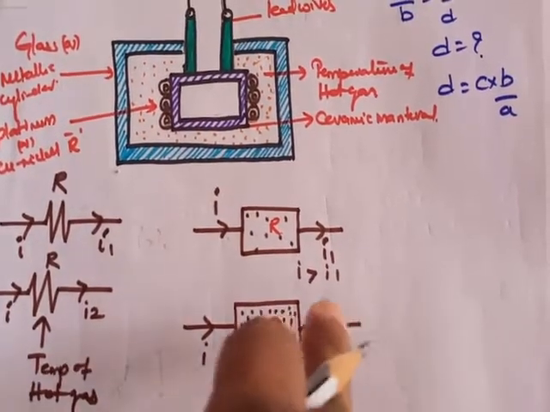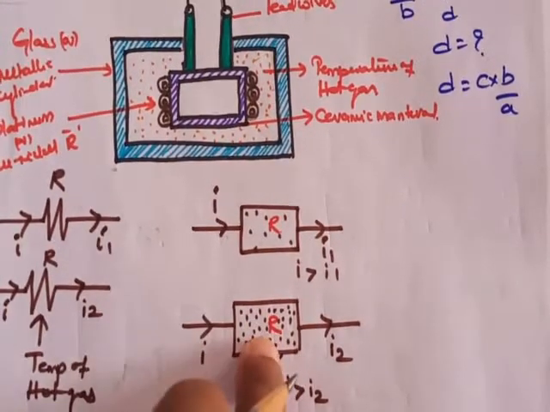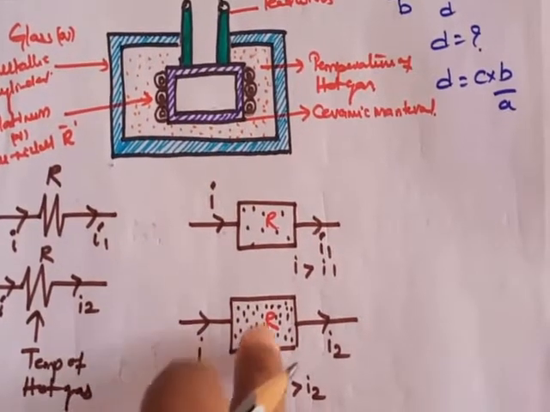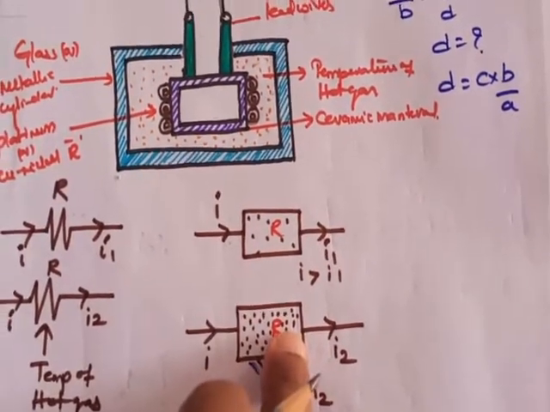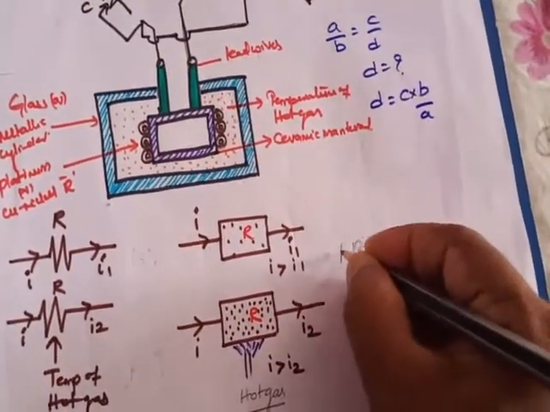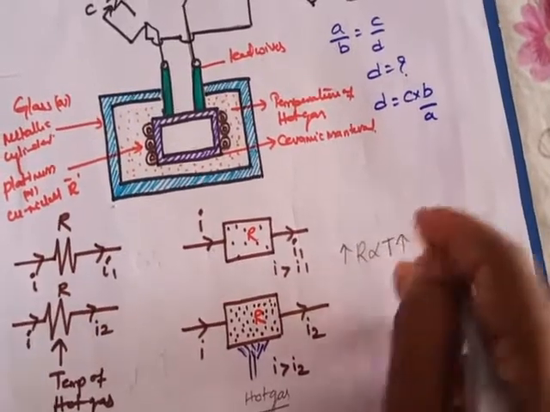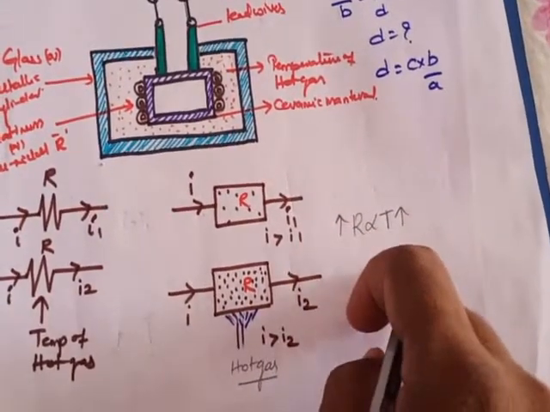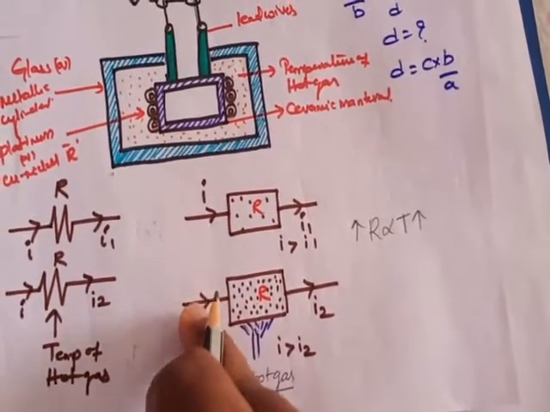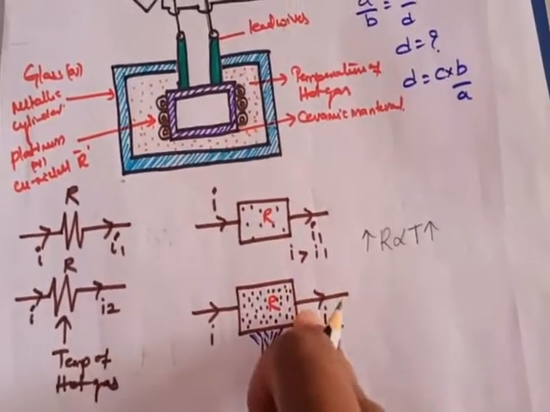What is happening? The current is getting reduced in such a way that the resistance value is increasing. How is the resistance value increasing? As temperature is increasing, the resistance value is also increasing. Therefore, resistance is directly proportional to temperature. If the resistance value is increased, the temperature value is also increased. We are increasing the temperature, and the resistance value is also increasing in such a way that the flow of current is less.